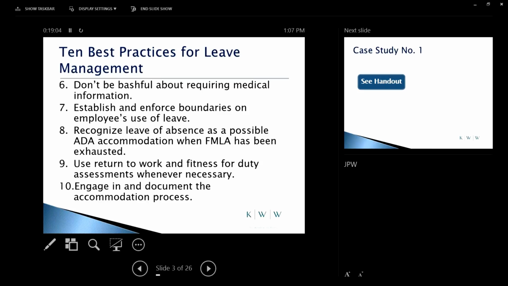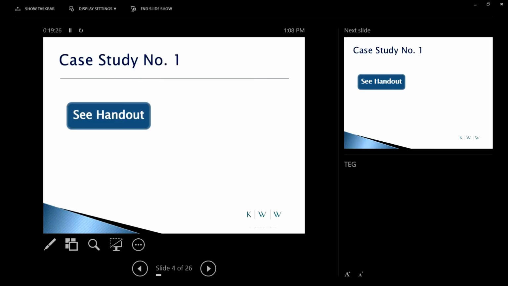Number 9, use return to work and fitness for duty assessments whenever necessary, and we'll talk about when they are in fact necessary. And number 10, under the ADA, engage in the accommodation process when required and document it properly. And we will review a form that will help you in that endeavor to document the ADA accommodation process.